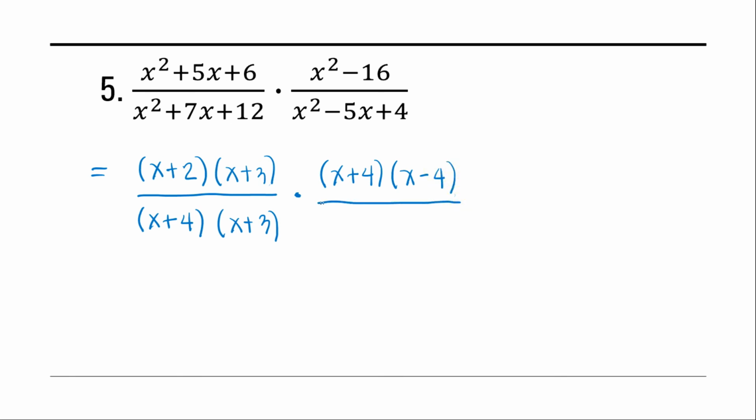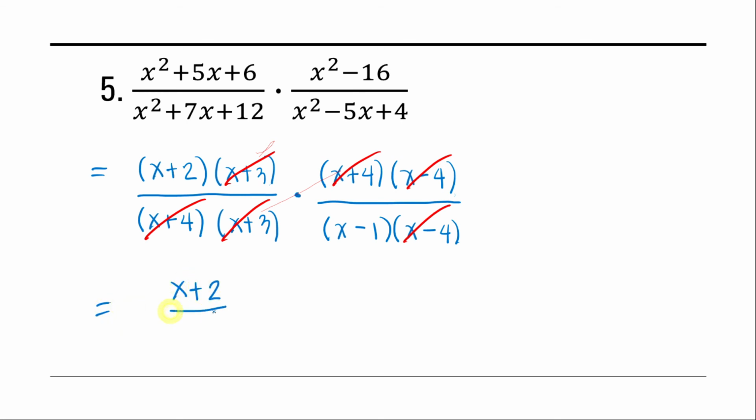And lastly, we have x squared minus 5x plus 4 can be factored out as x minus 1 and x minus 4. So, we can cancel out x plus 3. We can also cancel out x plus 4 and a pair of x minus 4. So, our answer is x plus 2 over x minus 1.